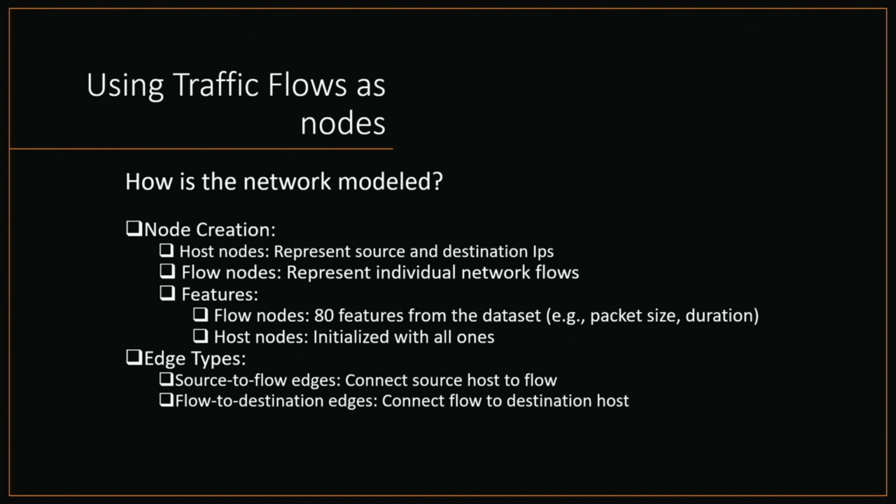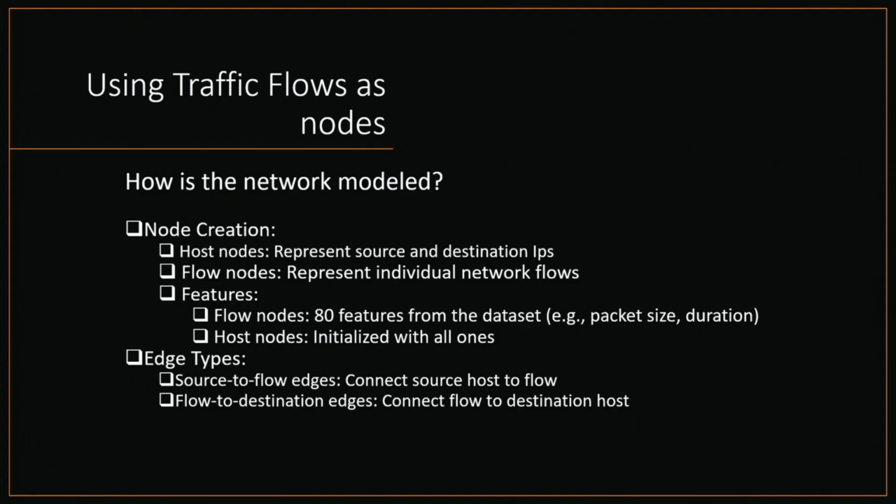The features in this situation were 80 features extracted from that flow, like packet sizes, duration of flow, etc. And host nodes, because they were IP addresses, you do not want to put the IP address over there because it could be pretty bad for the model. So you just initialize them with all ones. And edge types, I already described that. There are 2 different ones: source to flow edges and flow to destination edges.